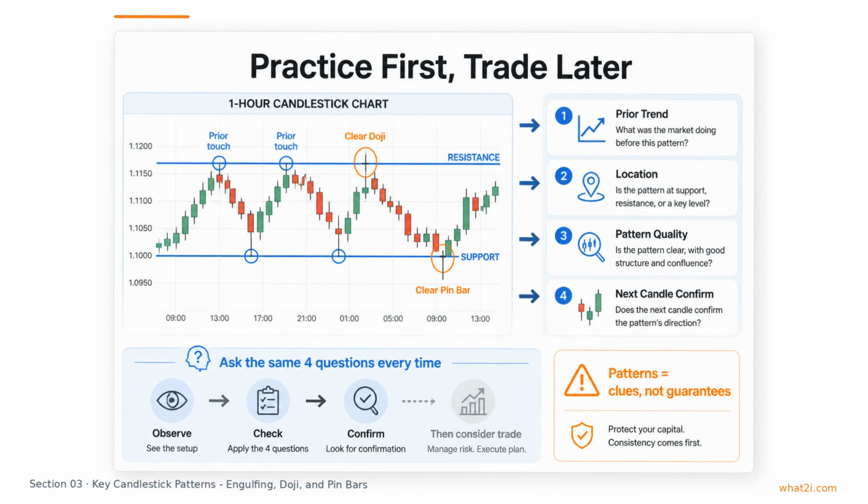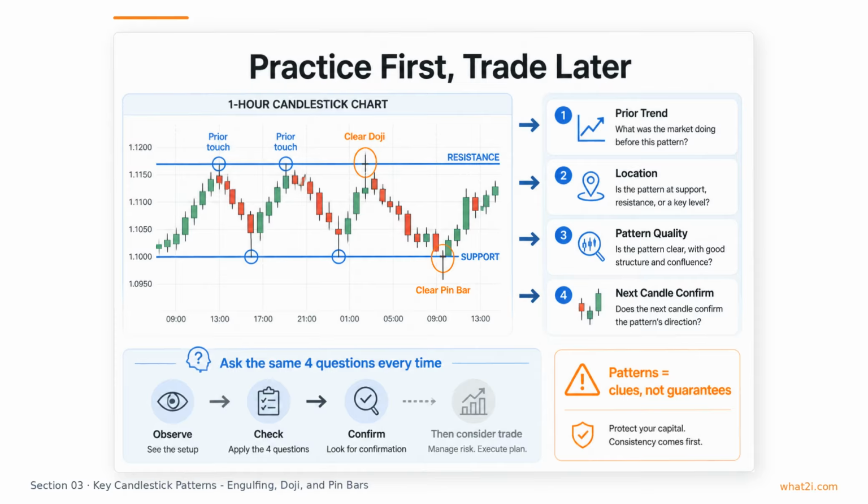A useful exercise is to find one clear doji and one clear pin bar on a 1-hour chart. Then review the same 4 questions each time. What was the prior trend? Where did the pattern form? Was the pattern quality strong? And did the next candle confirm it? Also make sure support or resistance is based on at least 2 prior touches, not something invented after the fact.